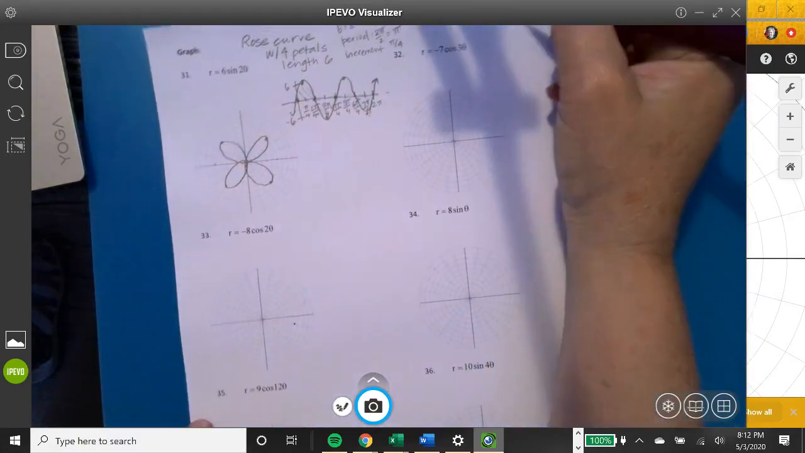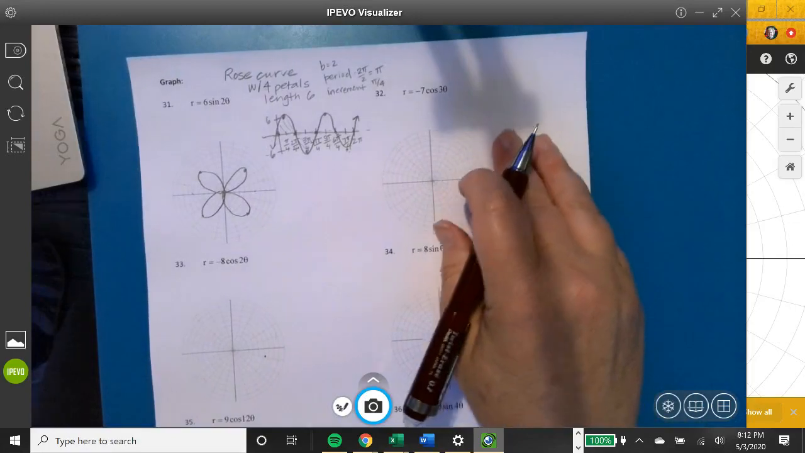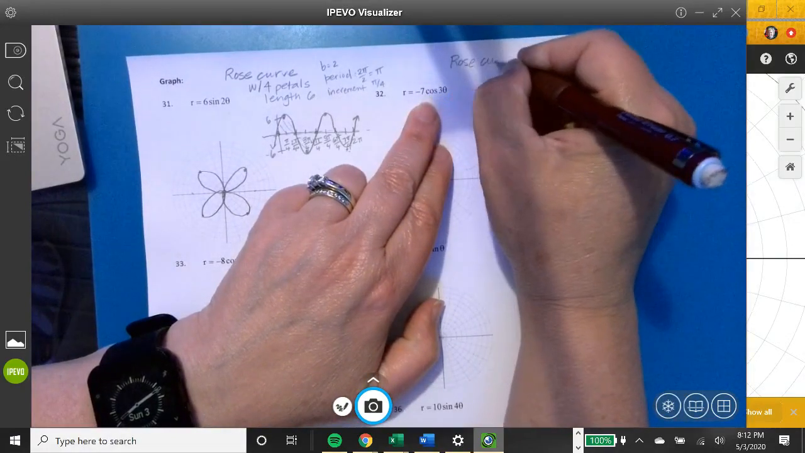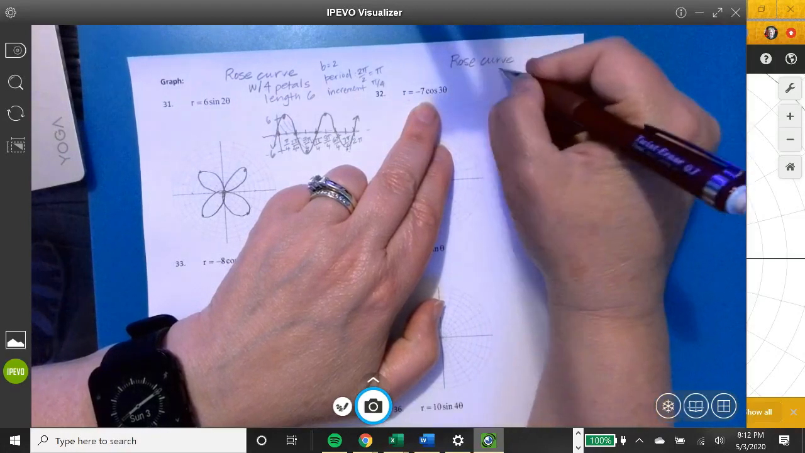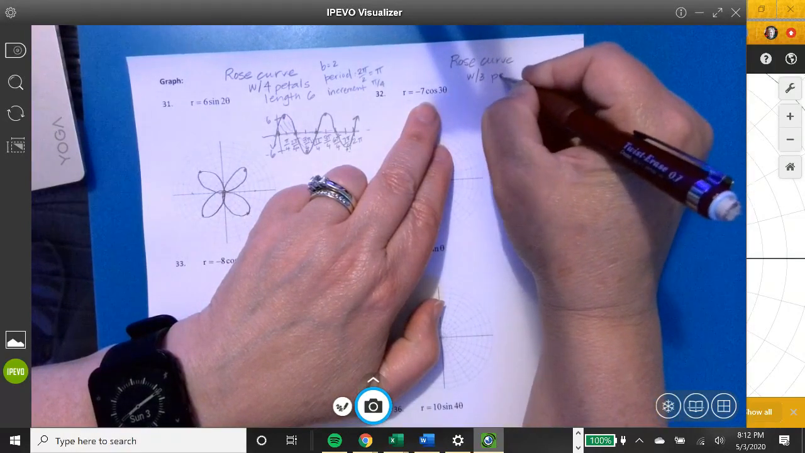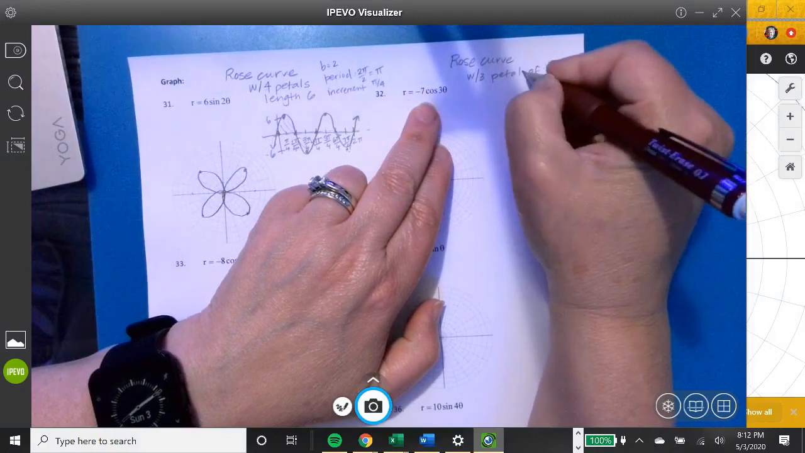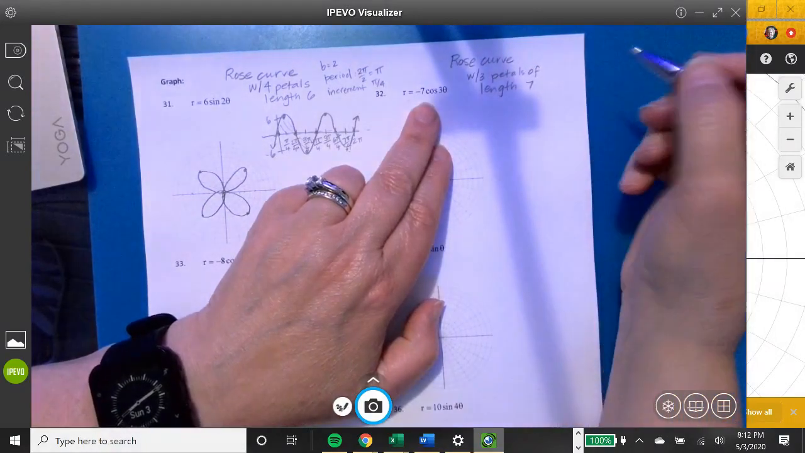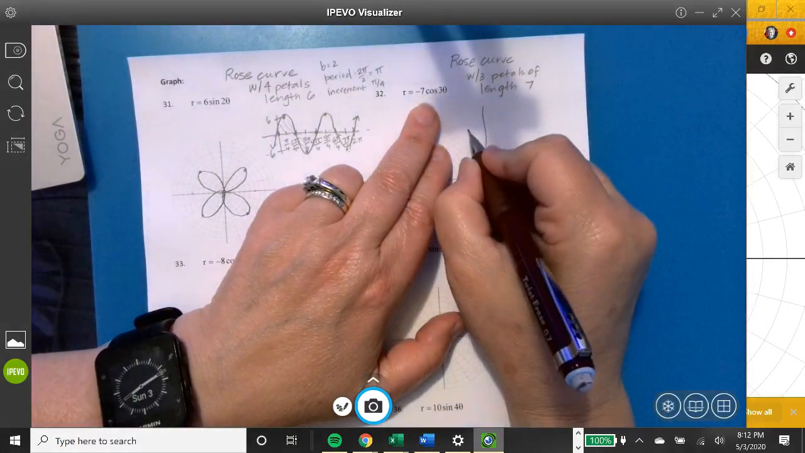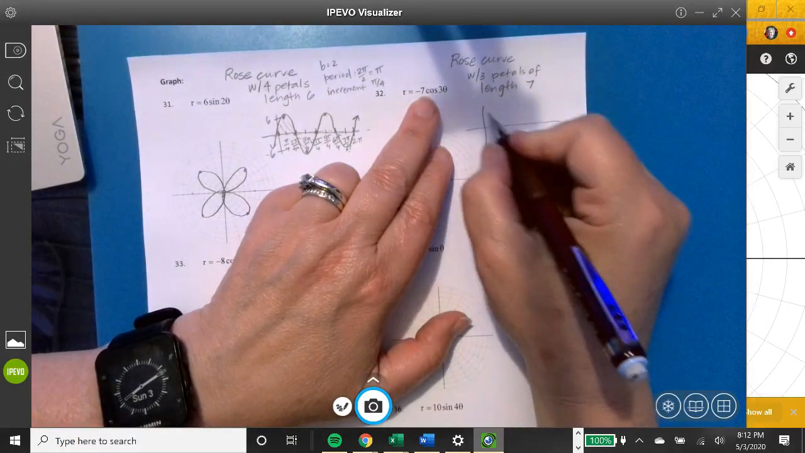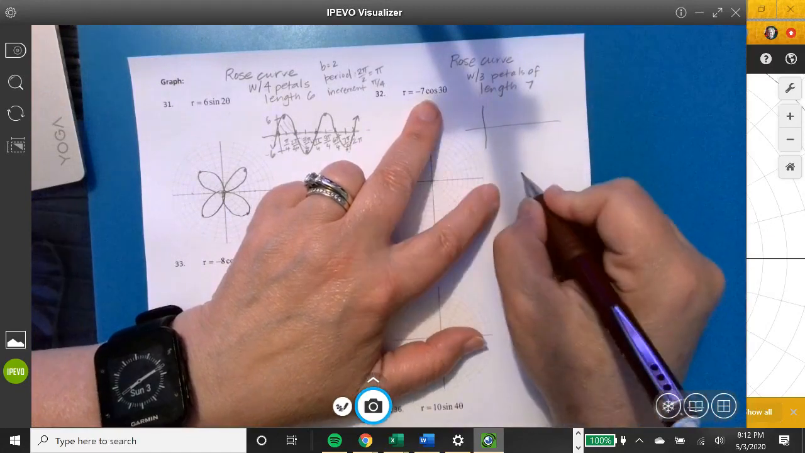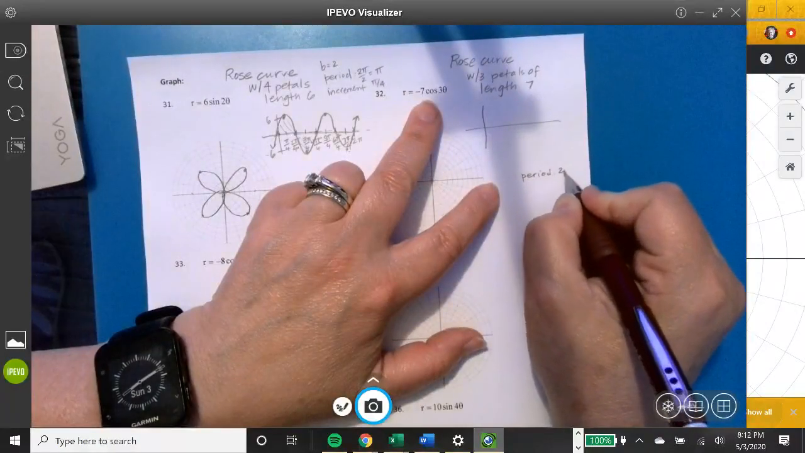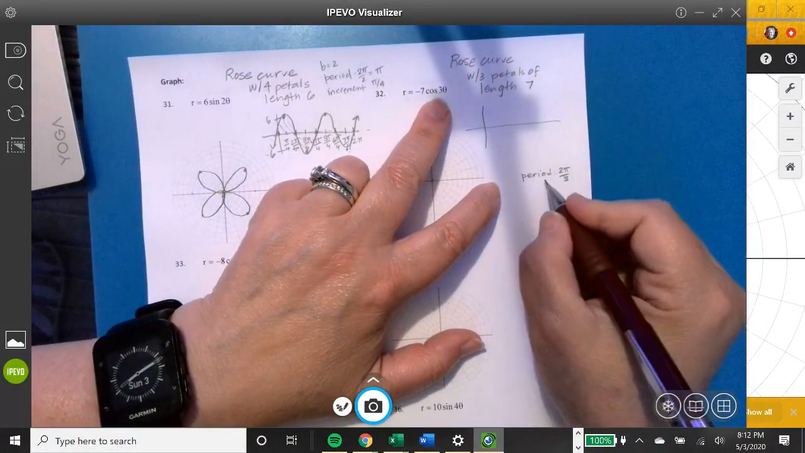All right, this next one. This one is also a rose curve because I have a b factor. Rose curve with how many petals? 3 petals of length 7. Okay, if I were to graph this really quickly, this is a cosine curve, but it's negative. Now my period factor, I'm going to do some work down here. The period is 2 pi over 3, because the b factor is 3.